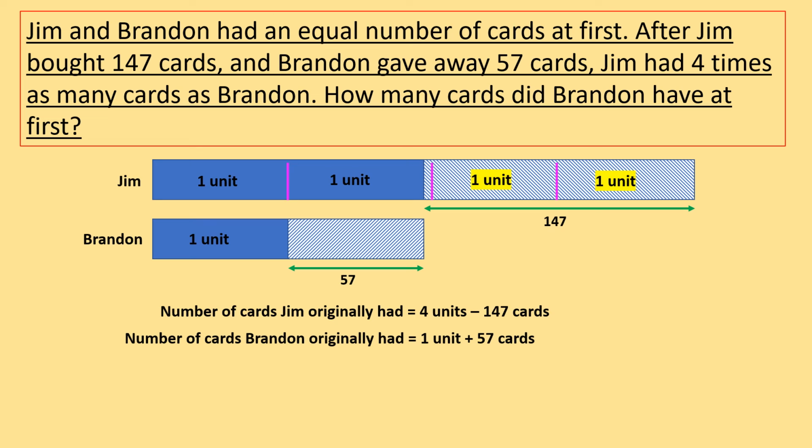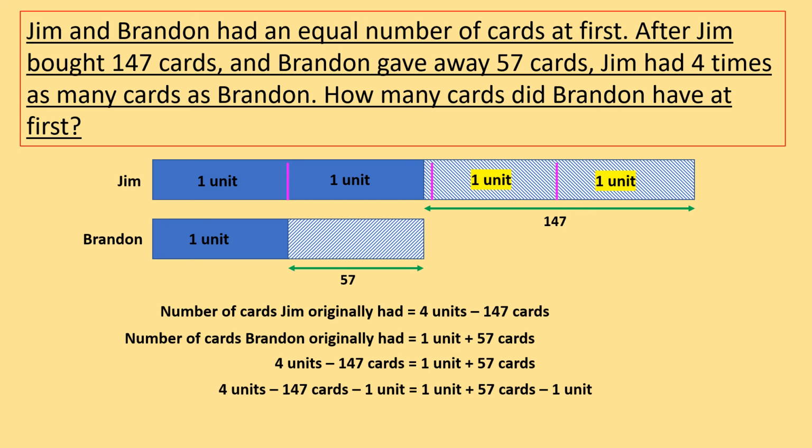The number of cards that Brandon had originally is 1 unit plus 57 cards. And they had an equal number of cards at first, which means Jim and Brandon originally had the equal number of cards. So 4 units minus 147 cards is equal to 1 unit plus 57 cards. Let's not confuse ourselves and let's just see. 4 units minus 147 cards equals 1 unit plus 57 cards.